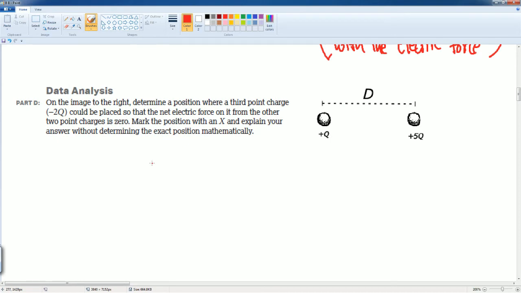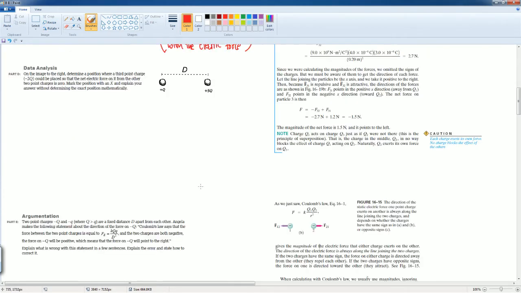It says on the right to determine a position where a third point charge, negative 2Q, can be placed so that the net electric force between those two charges will be 0, and explain. All right.